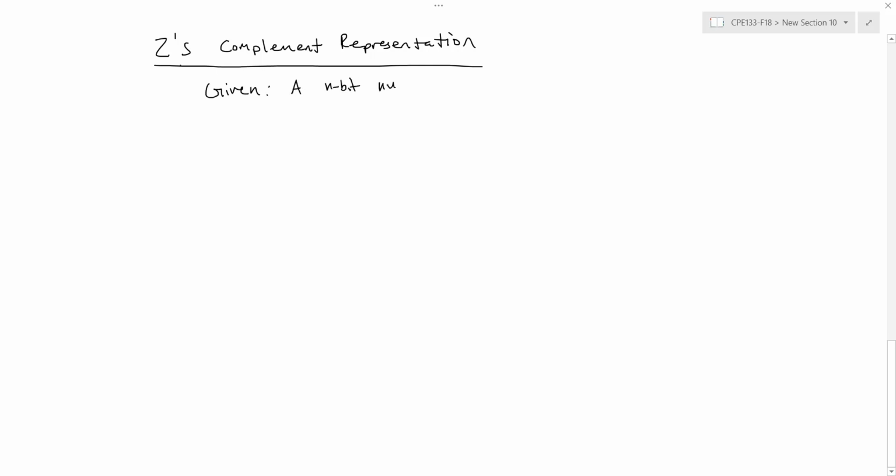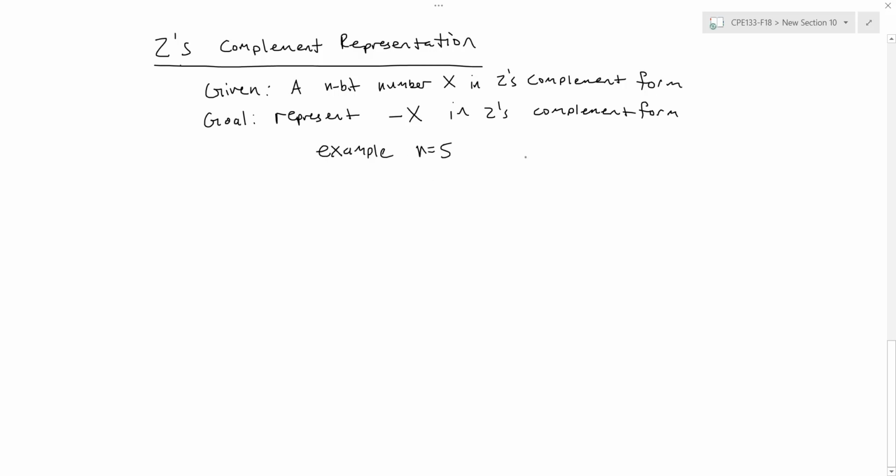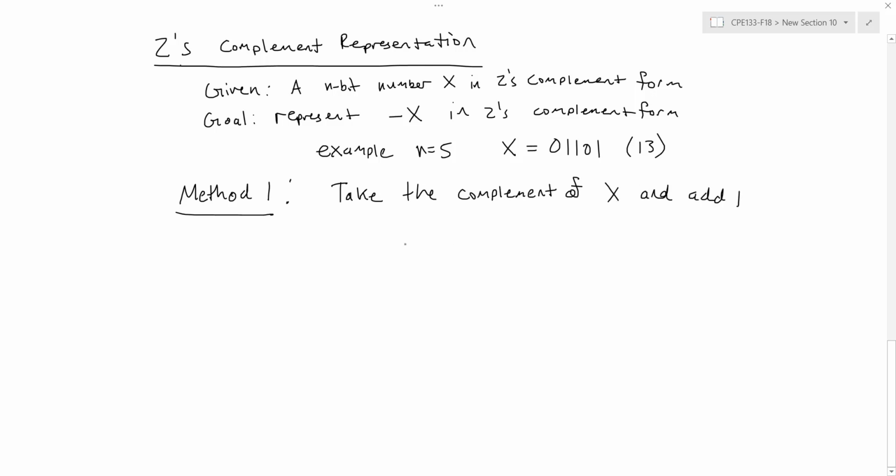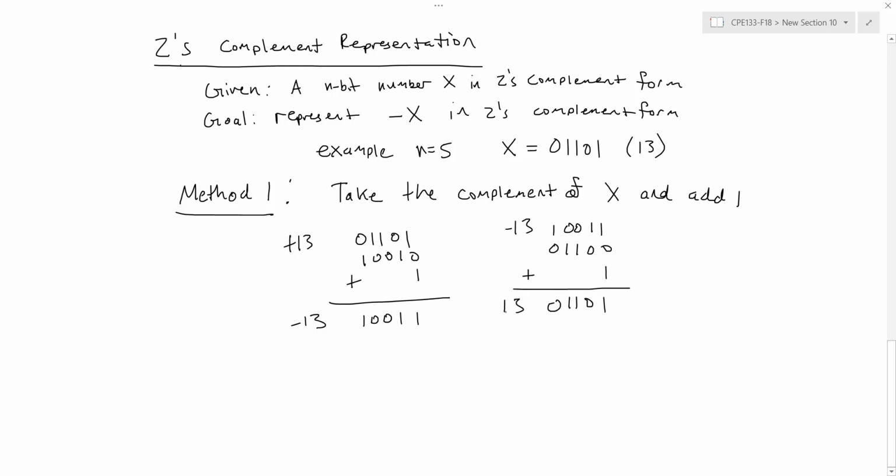Okay, so method 1 for taking a number x and finding negative x, and this is by far the most common technique that you'll probably use, is as we saw above with our circle chart: we take the complement of the number and simply add 1. So with this example, we have n equal to 5 bits, and my number is 13. I complement all the bits, add 1, and this is my 2's complement form for negative 13 with 5 bits. If I want to go the other way, I complement all the bits, add 1, and I get back to positive 13. Another method is to compute 2 to the n minus x.